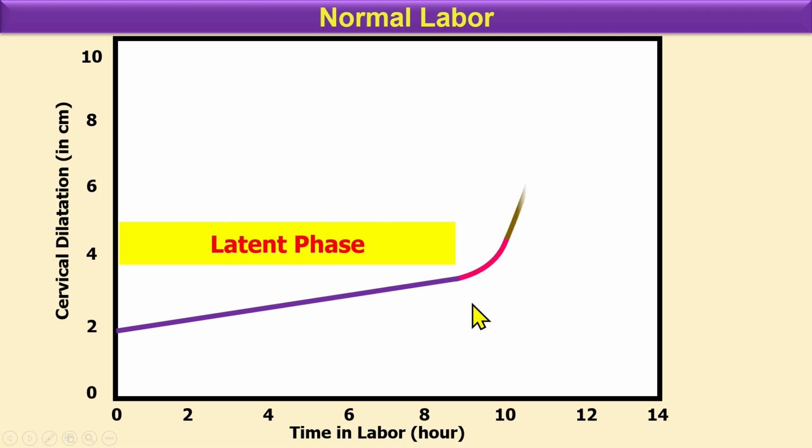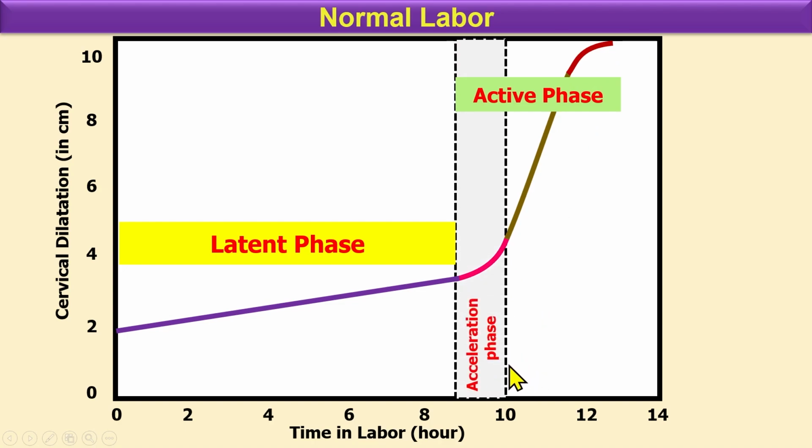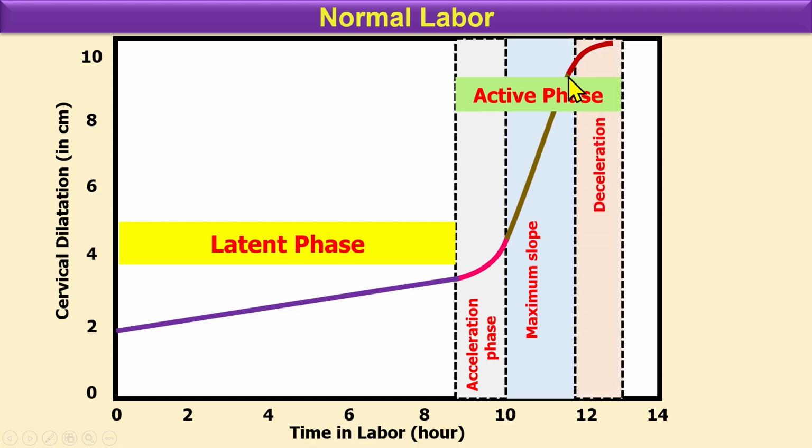After that there is the active phase of the first stage. So this is the latent phase, and here is the active phase, where you see from 3 to 10 centimeters. So this is the active phase of the first stage. Okay, and it's also divided into three segments. First is the acceleration, slow acceleration, and then you see the maximum slope, okay, reaches here, and the last segment is the deceleration, less increase in the dilation. So this is the active phase and this is the latent phase. After that the second stage starts.